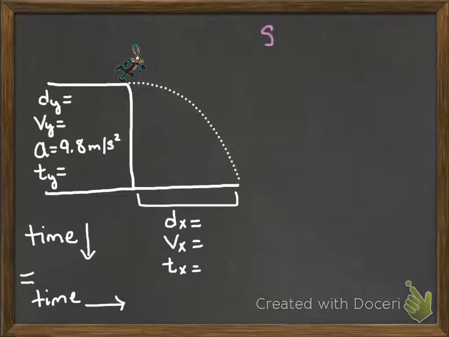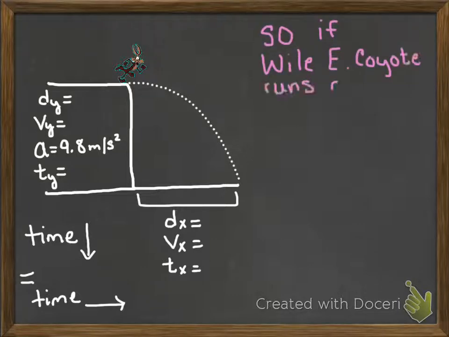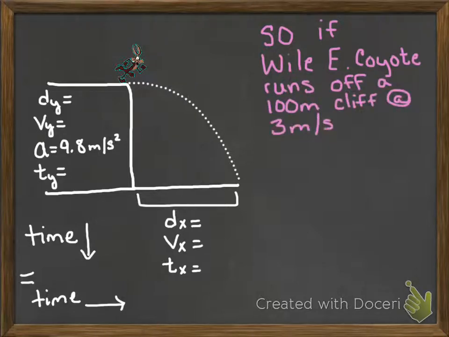So we're going to actually look at a little practice. If Wile E. Coyote runs off a cliff that's 100 meters high at 3 meters per second east, then let's go ahead and solve for most of these things. First of all, on a cliff problem, we start with the vertical component. So we're going to start with the y component.